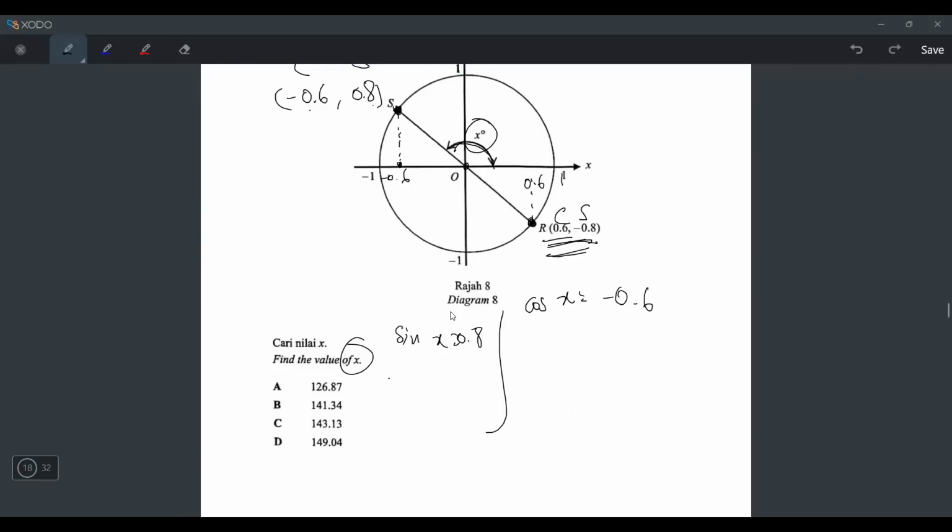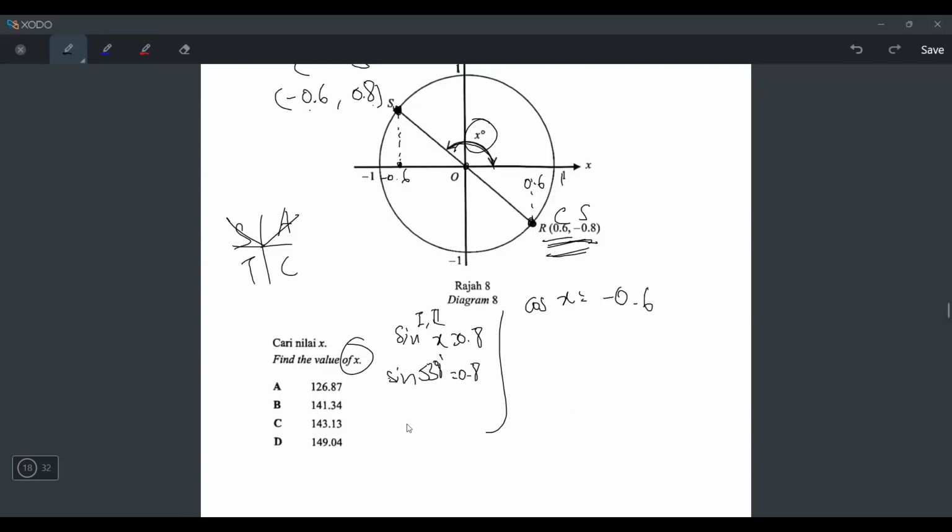But before you press, determine the quadrant first. So ASTC, add sugar to coffee, sine is positive, which means it is in quadrant 1 and quadrant 2. So quadrant one, quadrant two. Now I will press shift sin 0.8. What I get is 53 degrees 8 minutes.